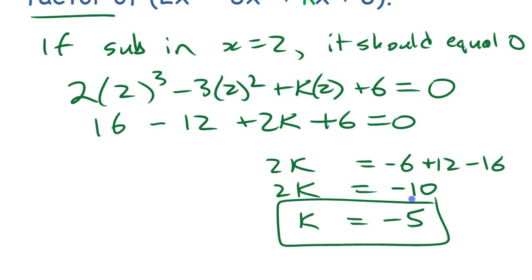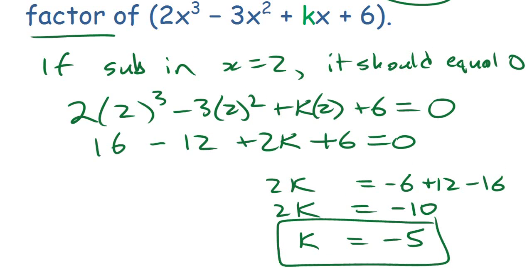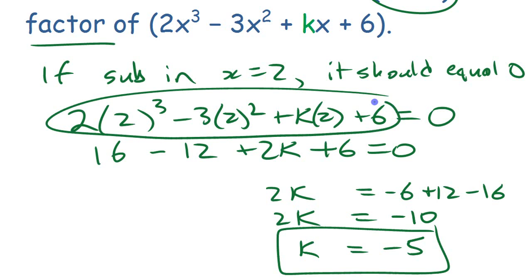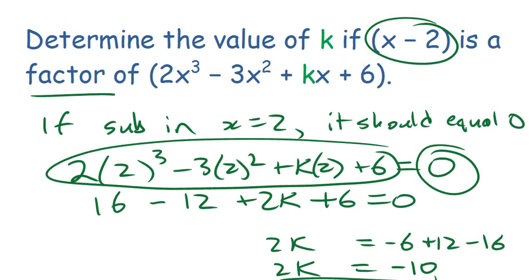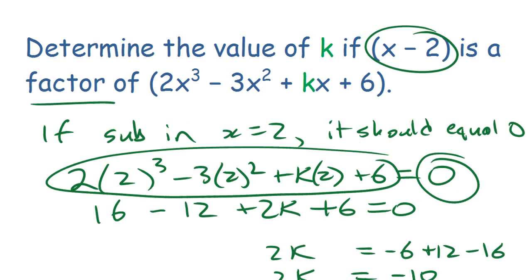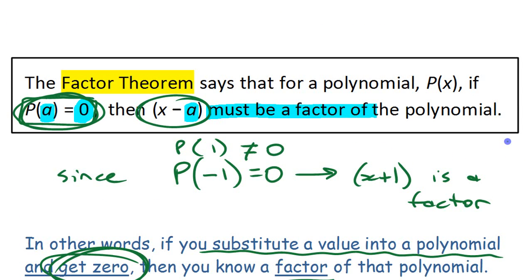Right? Find that way, that working backwards. But it's still using the factor theorem, knowing that when you sub in that value, it should equal 0 if it's a factor. All right? Well, that's it. That's using the factor theorem in a couple different ways there. Factor theorem again being sub in a value, get 0, you know a factor of that polynomial. All right? That's it.